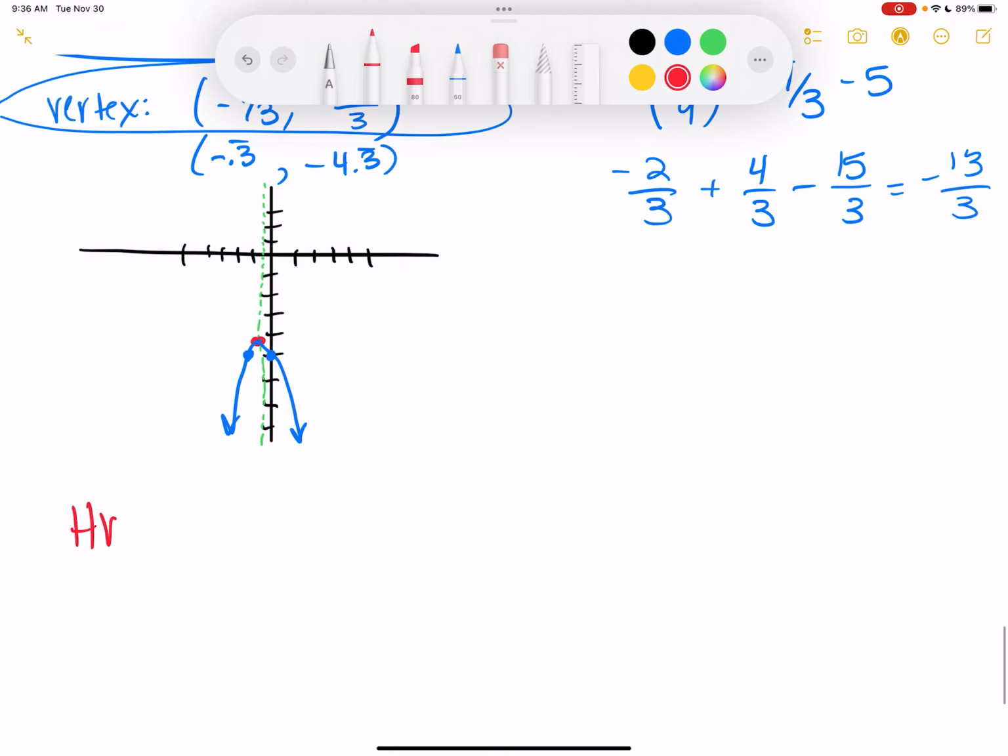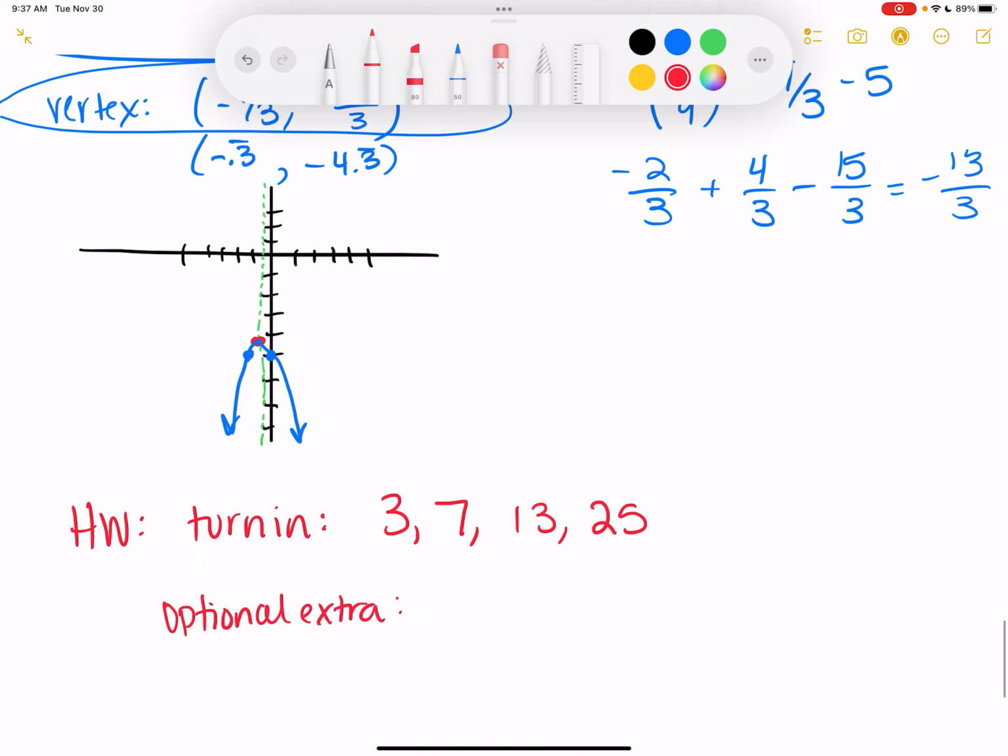All right, so this is how this is going to work. These problems you have to do to turn in: 3, 7, 13, and 25. Optional extra: well, I don't want to say it's not going to benefit you to do them, but your grade's not going to benefit by you doing them or not doing them. 11, 21, and 23 would be good to look at as well.